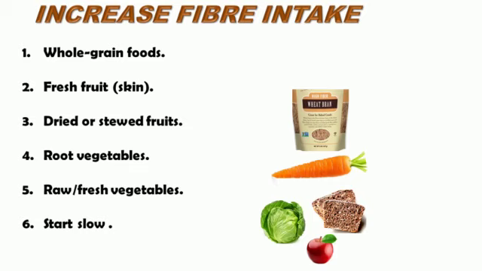Raw and fresh plant foods are preferred. Eat fresh fruits, preferably fruits with skins. Dried fruits like prunes and apricots are also a good source of fiber. Root vegetables are also advised. Usually, the darker the color of the vegetable, the higher the fiber found in that vegetable.